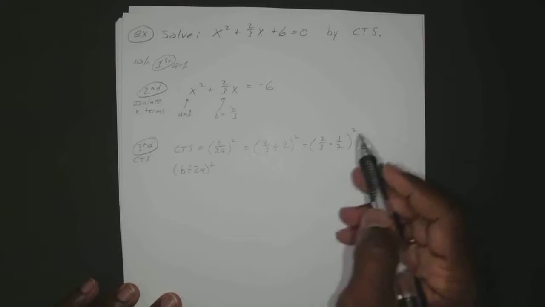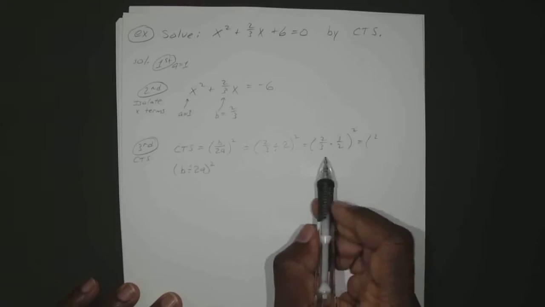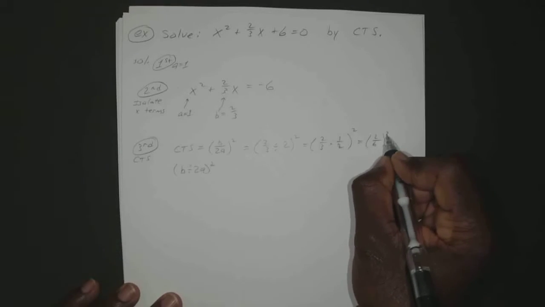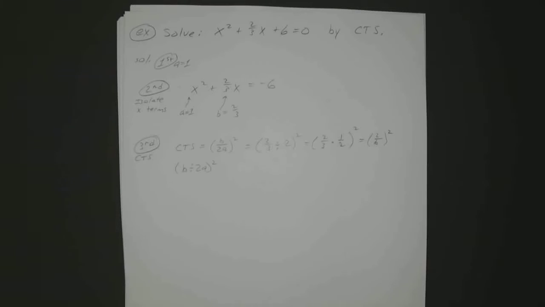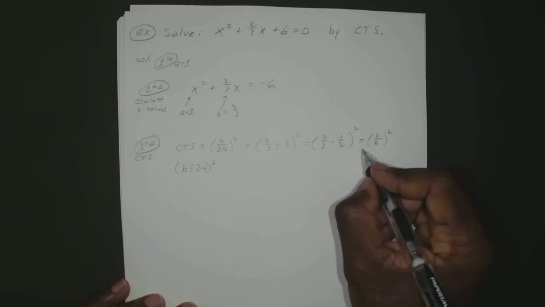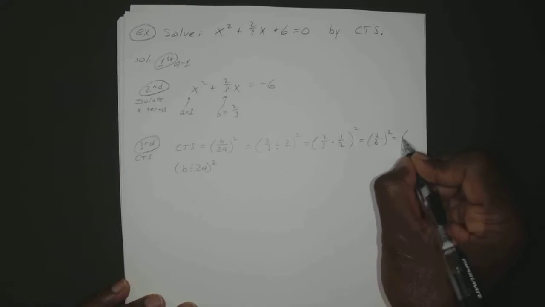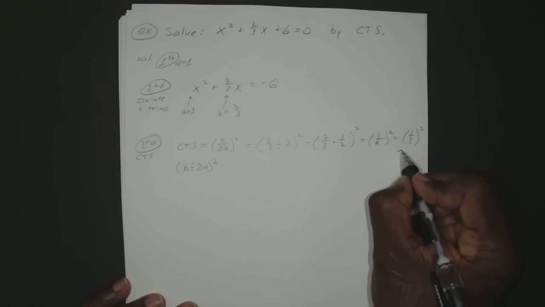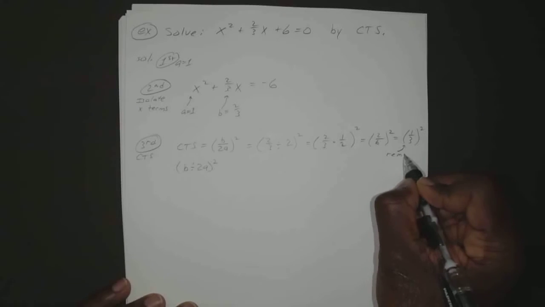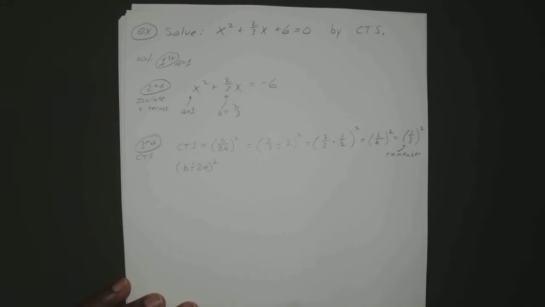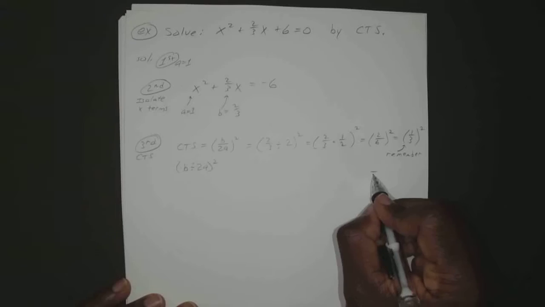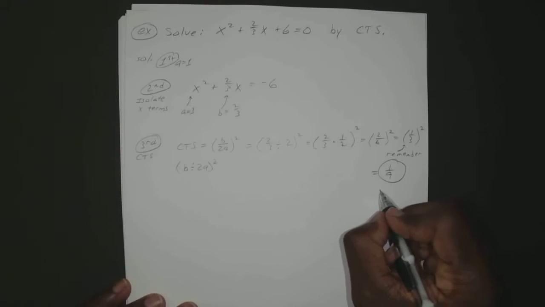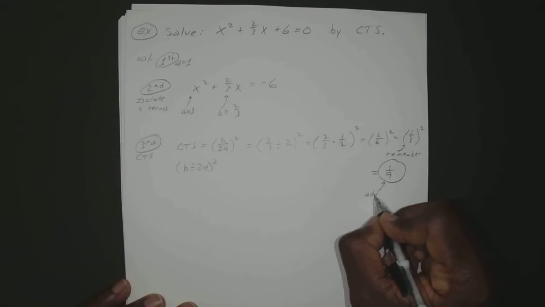which equals 2 times 1 is 2. 3 times, actually you could have just cross canceled, but no point in doing that now. And if we divide both of those by 2, we end up with 1/3 squared. You want to remember that value. So that gives you 1/9. Okay, and that's what you're going to add to both sides.